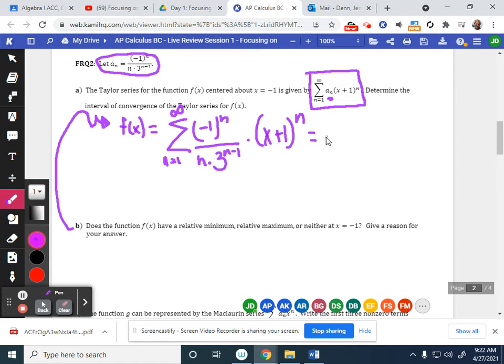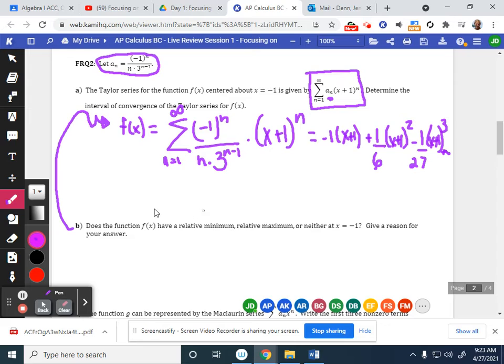And I ended up with -1 times (x+1), plus 1/6 times (x+1)^2, minus 1/27 times (x+1)^3, and then plus ... So here's my series for f of x. We want to know now, does f of x have a min, a max, or neither at x equals -1?